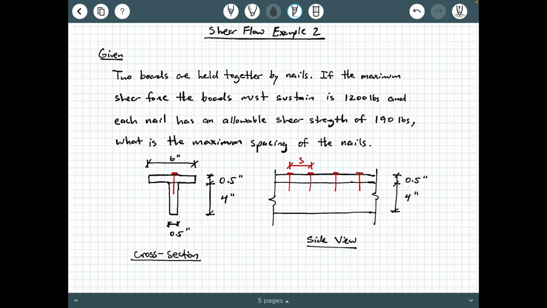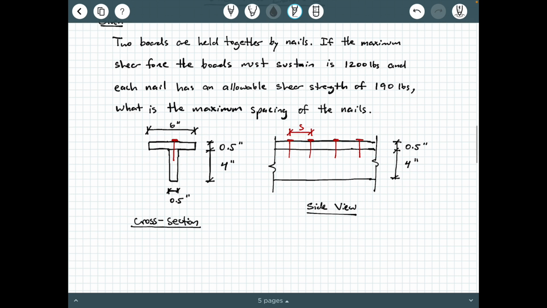Now, if we look at a side view, we see the same depth dimensions, 1/2 inch and 4 inches, over here. And then we see this single row of nails at spacing S. And that's what we're trying to find, that spacing S.